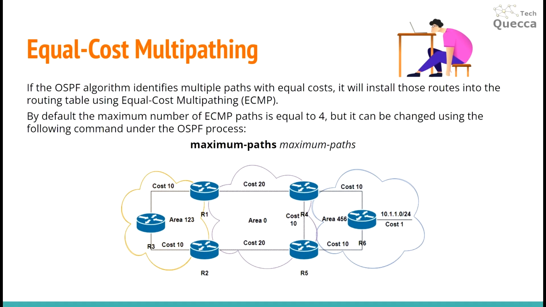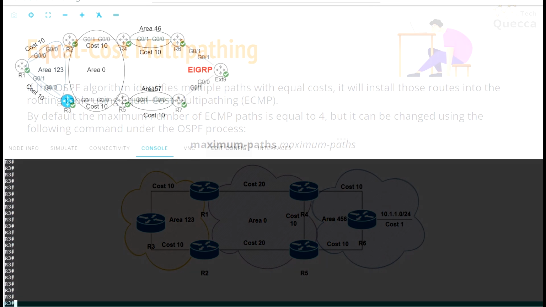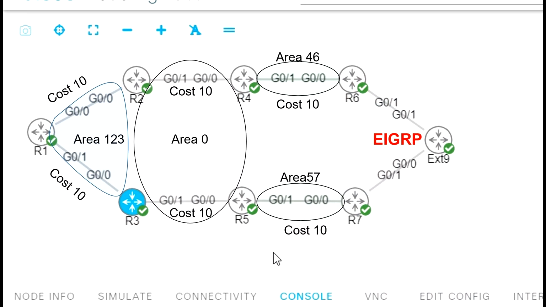If the OSPF algorithm identifies multiple paths with equal costs, it will install those routes into the routing table using equal cost multipathing. By default, the maximum number of ECMP paths is 4, but it can be changed using the following command under the OSPF process: maximum-paths, and there you put the maximum number of paths. For example, let's say 8. Let's review an example for equal cost multipathing.